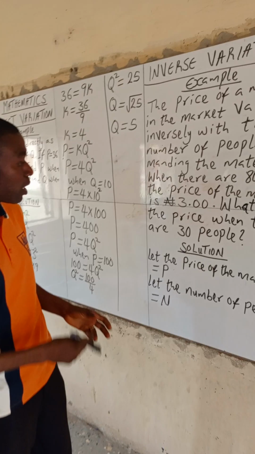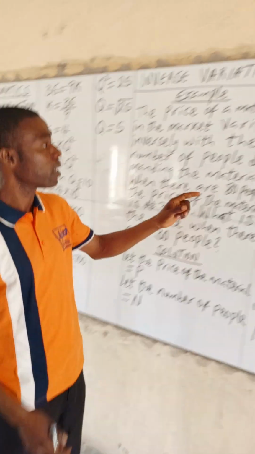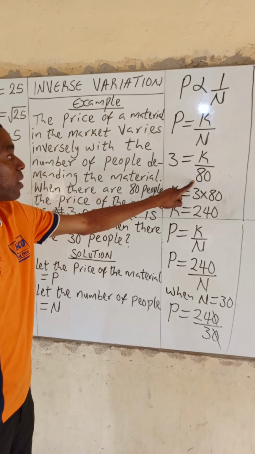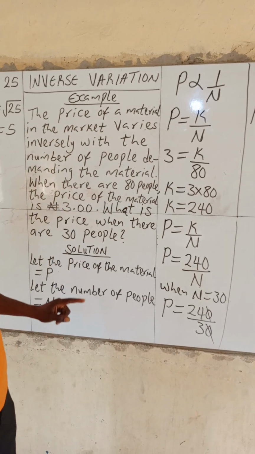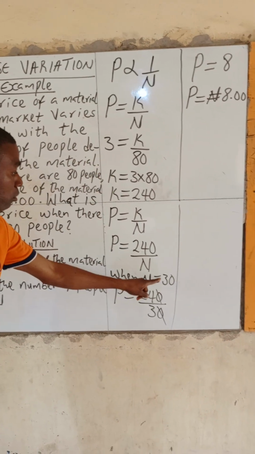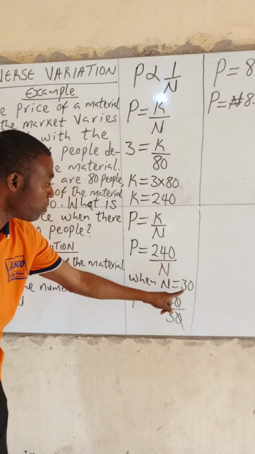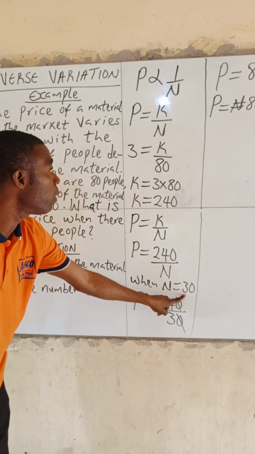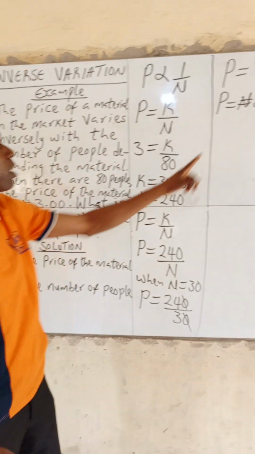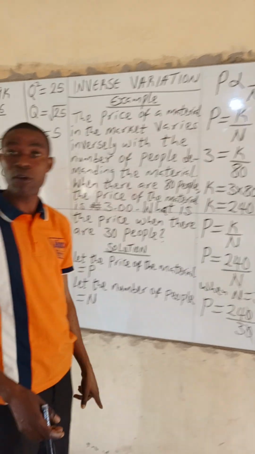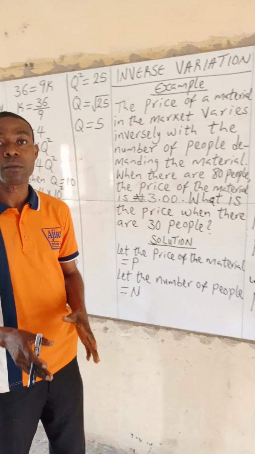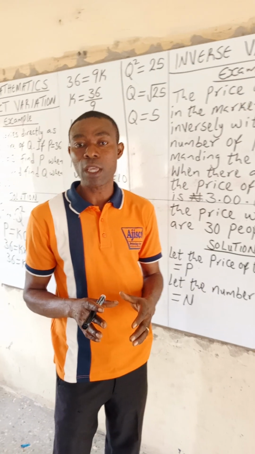What is our observation here? When P is 3, the number of people is 80. Then what now happens when the number of people reduces from 80 to 30? What now happens to the price? The price is 8. So which means when one is increasing, the other will be decreasing. That is the property of inverse variation. So that is all we could do today.